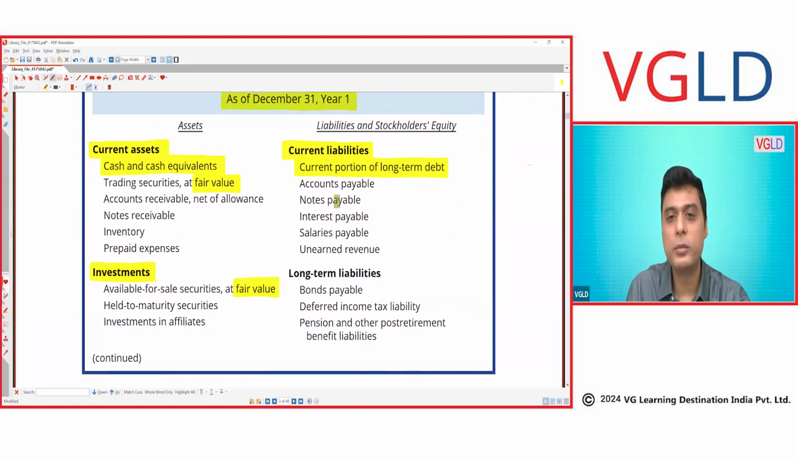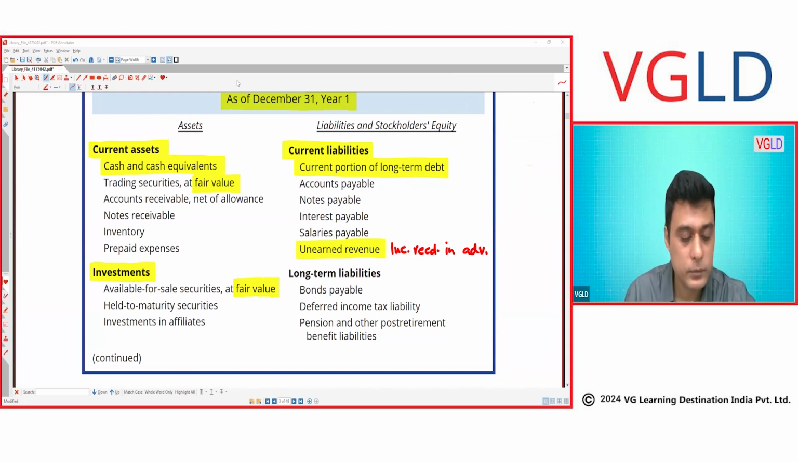Then we have accounts payable, notes payable, interest payable, salaries payable, unearned revenue. Unearned revenue is basically your income received in advance. You have not earned it yet, right? And okay, what is the difference between accounts payable and notes payable? Anybody?